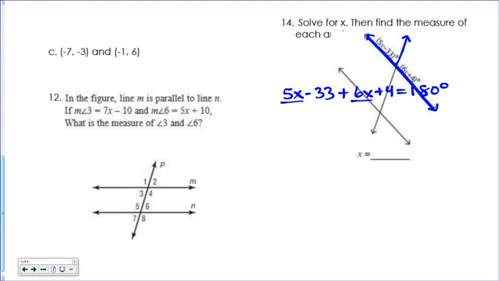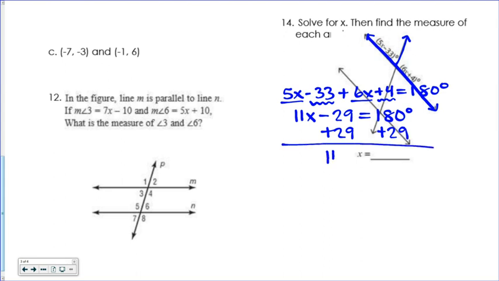5x plus 6x is 11x. -33 plus 4 is a -29, equals 180 degrees. Add 29 to both sides. 11x equals 209. Divide by 11. And x equals, excuse me, 209 divided by 11 is 19.